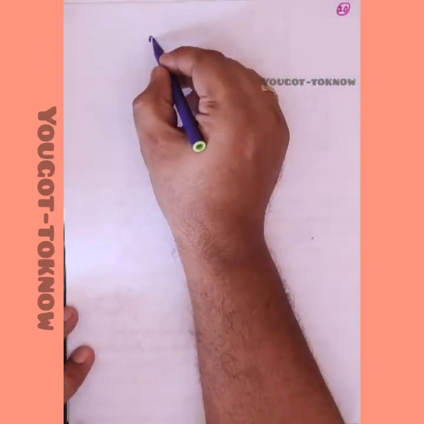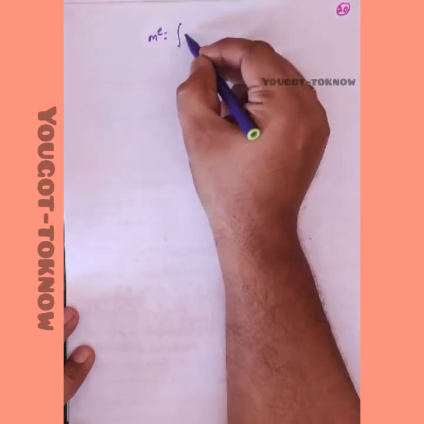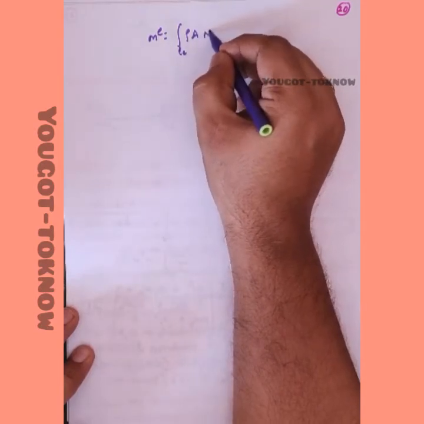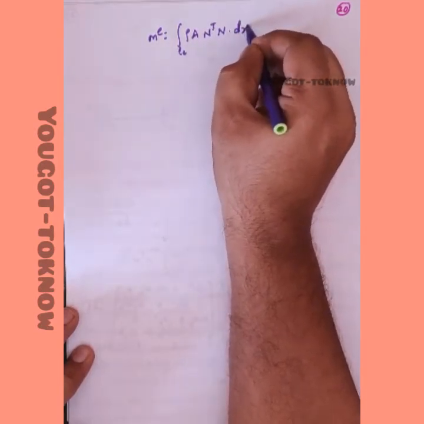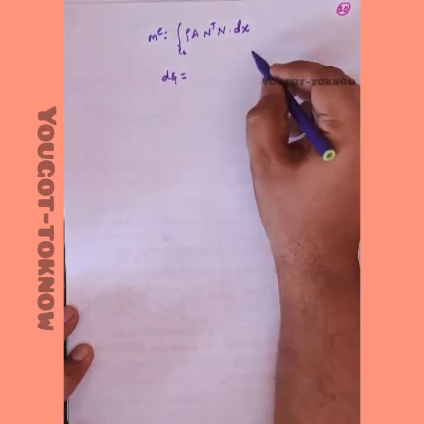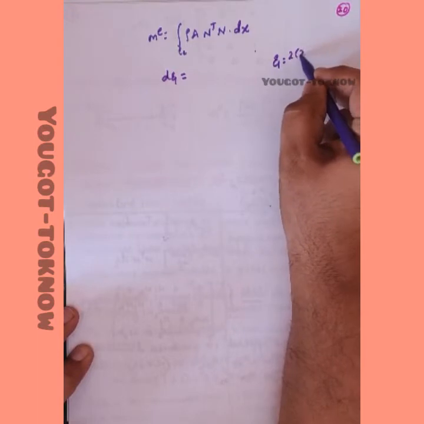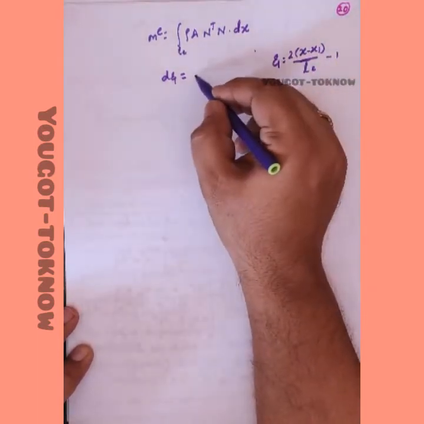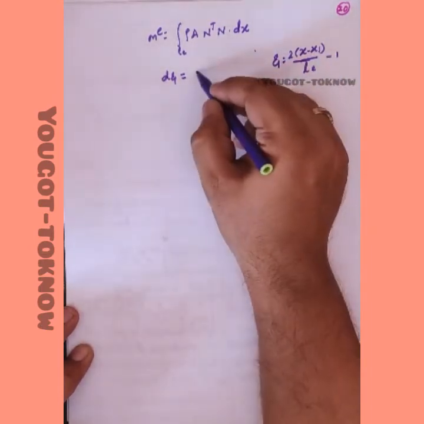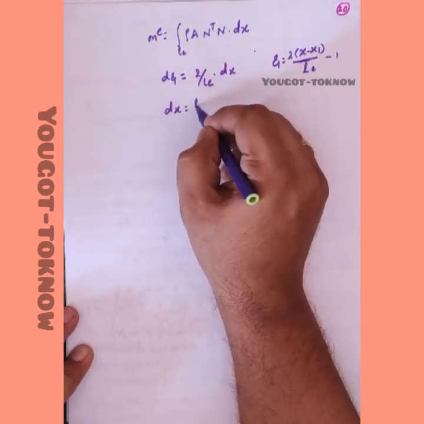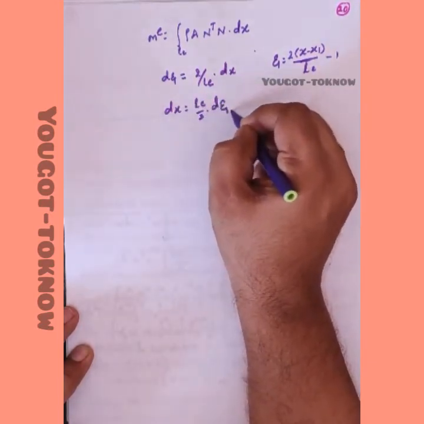Now once again write it here: m equals rho, line integral, A is there, N transpose N into dx. You know how to make a relation between dx and d zeta. Zeta equals 2 into (x minus x1) divided by le, minus 1. You know how to get this. If you solve this, you are going to get d zeta equals 2 by le into dx, that is dx equals le by 2 into d zeta. This concept I think already you know.